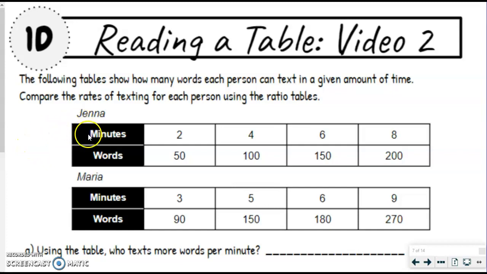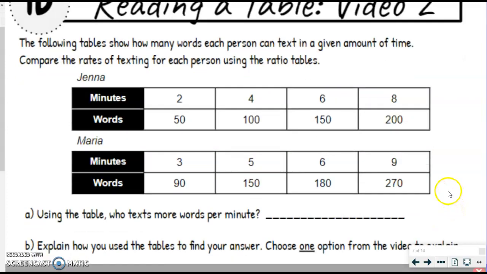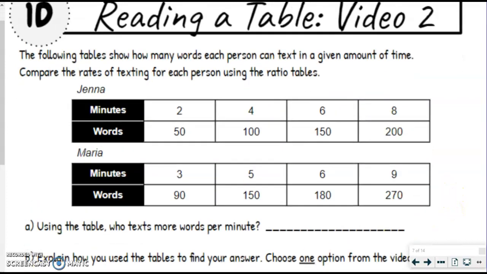So we got Jenna, and if you look, here's the minutes: 2, 4, 6, 8. Words would be 50, 100, 150, 200. Maria, we have minutes 3, 5, 6, 9, and then words 90, 150, 180, 270, okay? So what we're trying to figure out is, by using the table, who texts more words per minute.